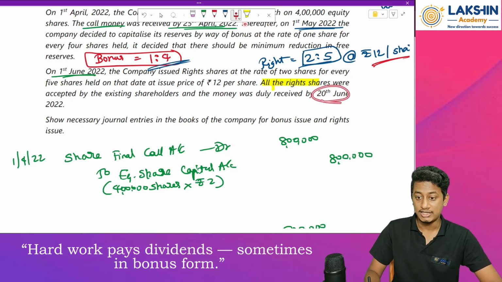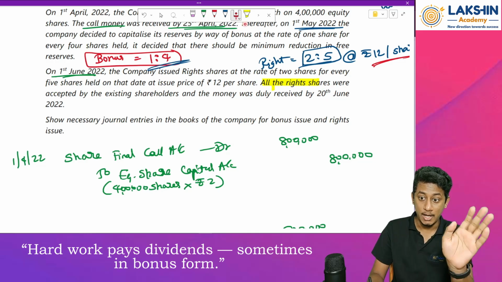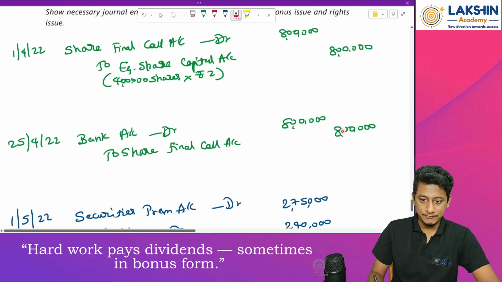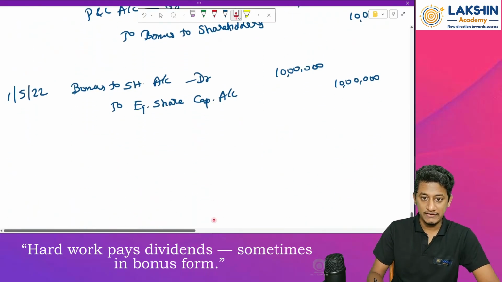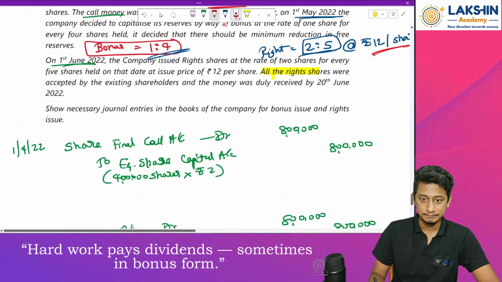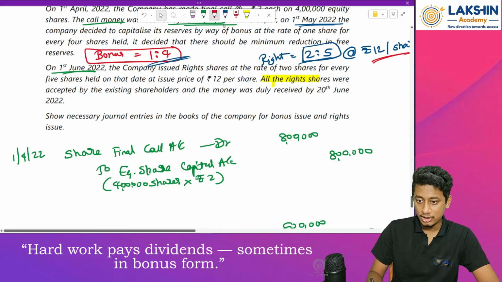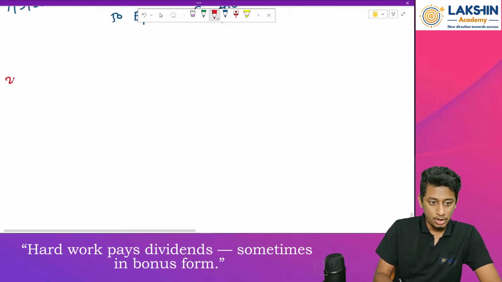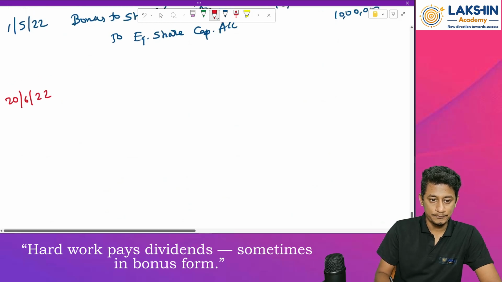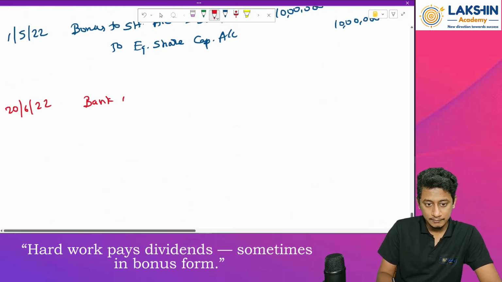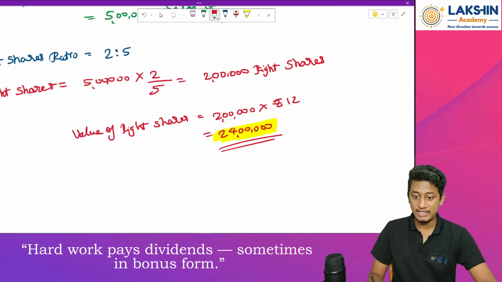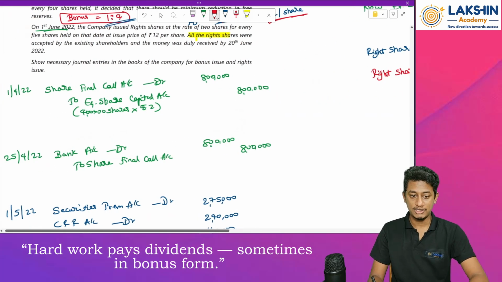Remember? Okay. See, for issuing right shares, there is no entry. But while capitalizing and the money is received, the entry should be passed. What will the journal entry be? The money is received on 20th of June, right? So on 20th of June 22, I received money. Bank account debited. How much did I receive? As per my calculation, the value of right is 24 lakhs. So I have received 24 lakhs.